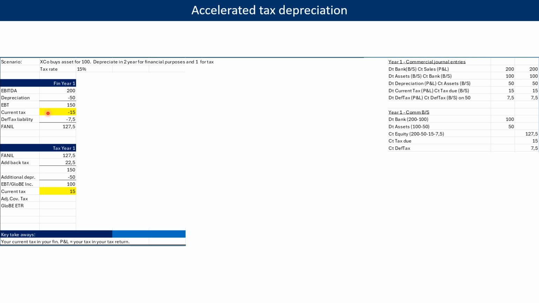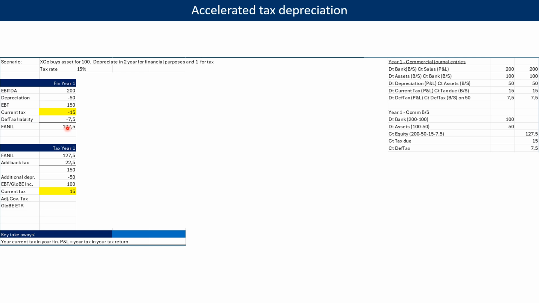commercial P&L. But we know that next year, commercially, we will still depreciate 50, but we won't be able to do so for tax purposes because we've already done that this year, right? So we need to bring in a deferred tax liability of 15% of 50, which is 7.5. So our final for the year is 127.5.